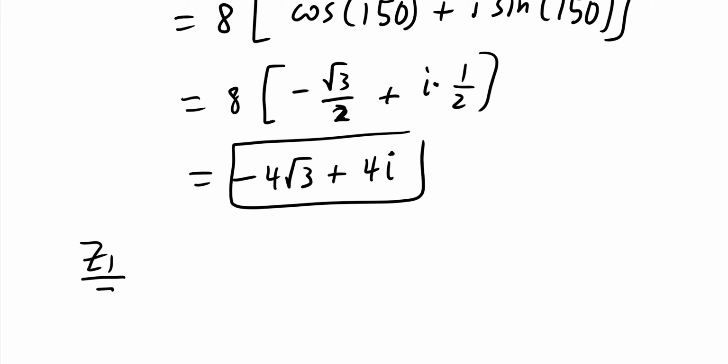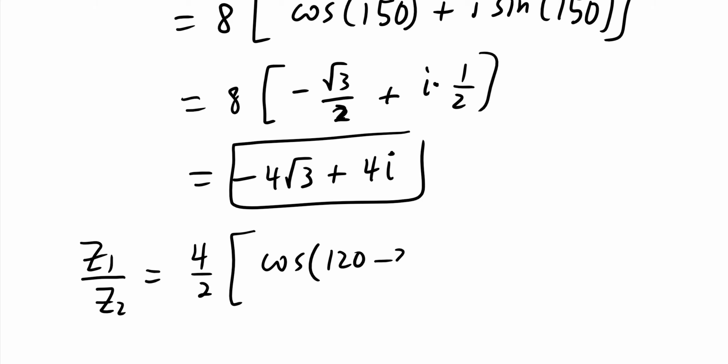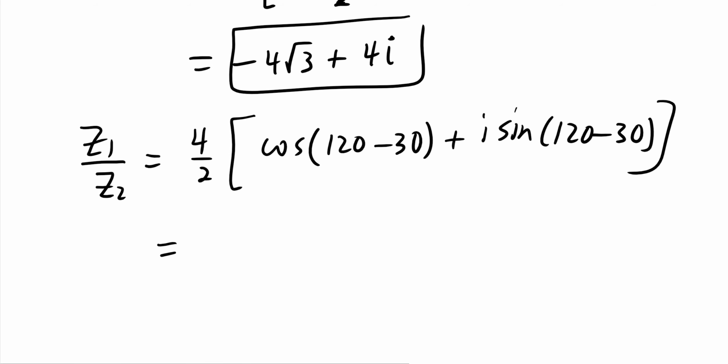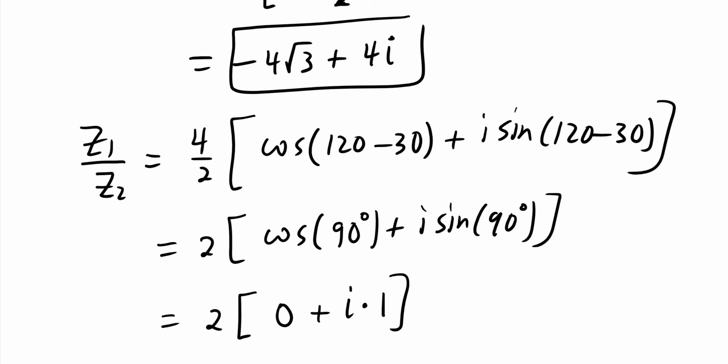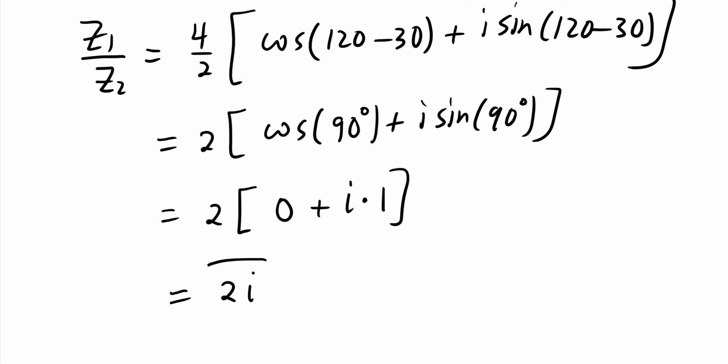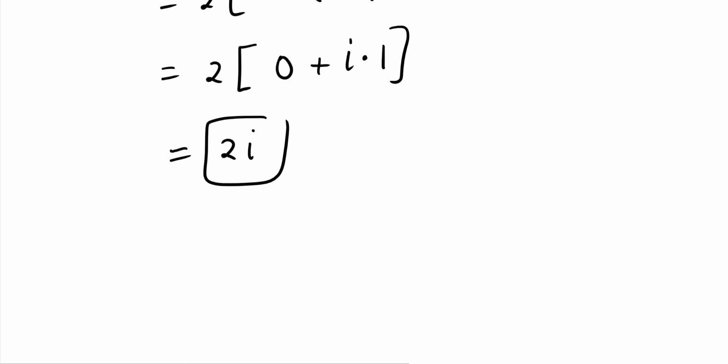And also we can do z1 over z2. We divide the r's, 4 over 2. Cosine, subtract the angles, 120 for the first one and 30 for the other one. Plus i sine, subtract the angles, 120 minus 30. This gives us 2 cosine 90 degrees plus i sine 90 degrees. Cosine 90 is 0, sine 90 is 1. Multiply by 2, you get 2i. So those are the main theorems that we need here.